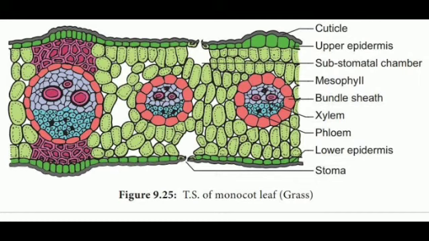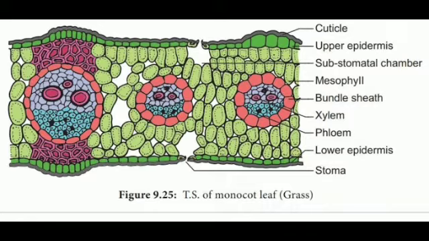The next, internal structure of monocot leaf. First one, epidermis. Monocot leaf has upper and lower epidermis. Epidermis is made up of parenchyma cells. Cuticle is present on the outer wall. Stomata are present on both upper and lower epidermis.